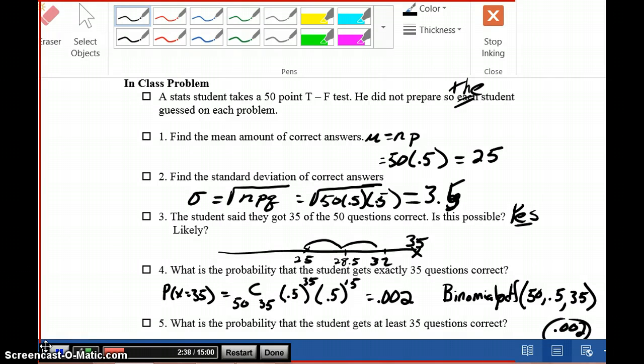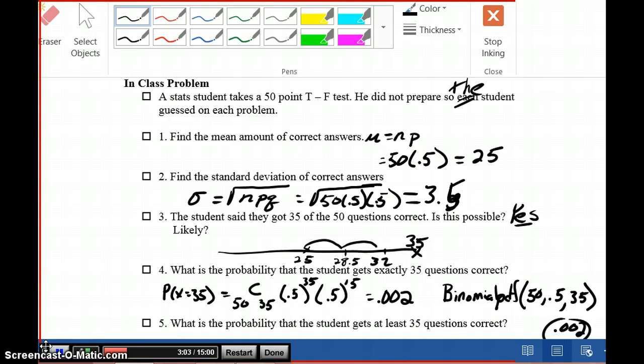To find the standard deviation, I'll use the formula. The standard deviation equals the square root of n times p times q. Putting the correct values in, I'll have the square root of 50 times 0.5 times 0.5. Because the probability of success is 0.5, the probability of failure must also be 0.5. And if I multiply that out and take the square root, I get 3.5.